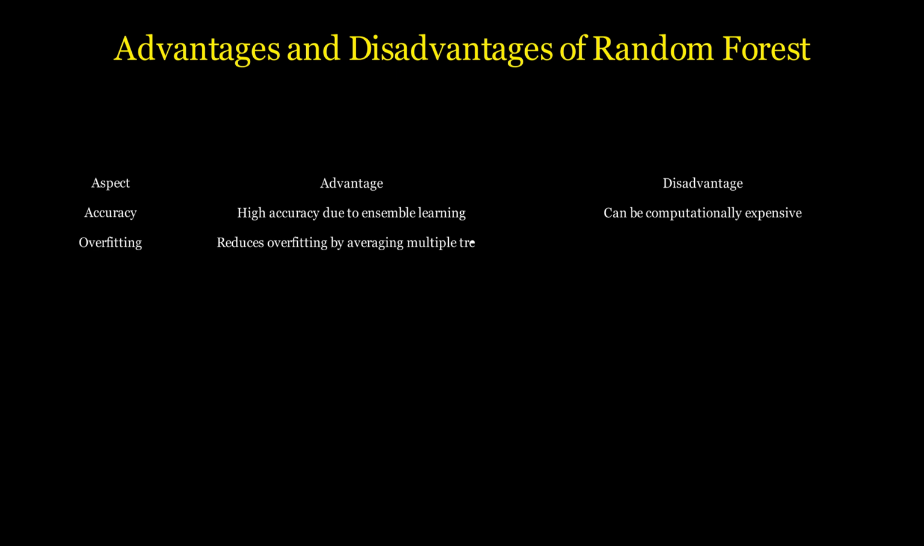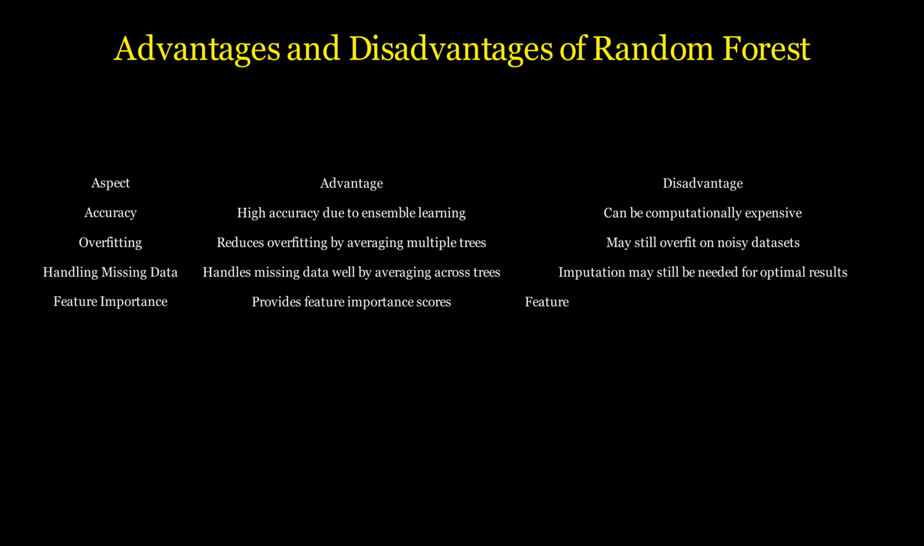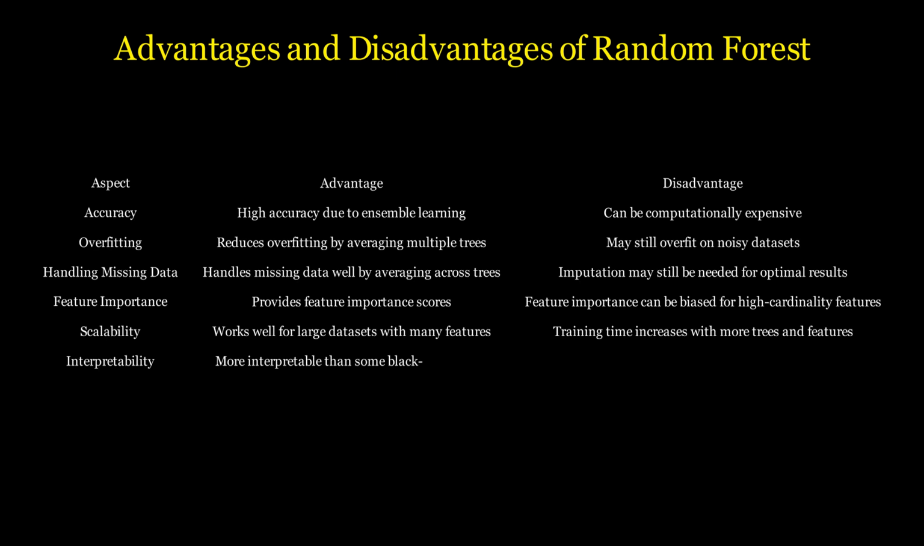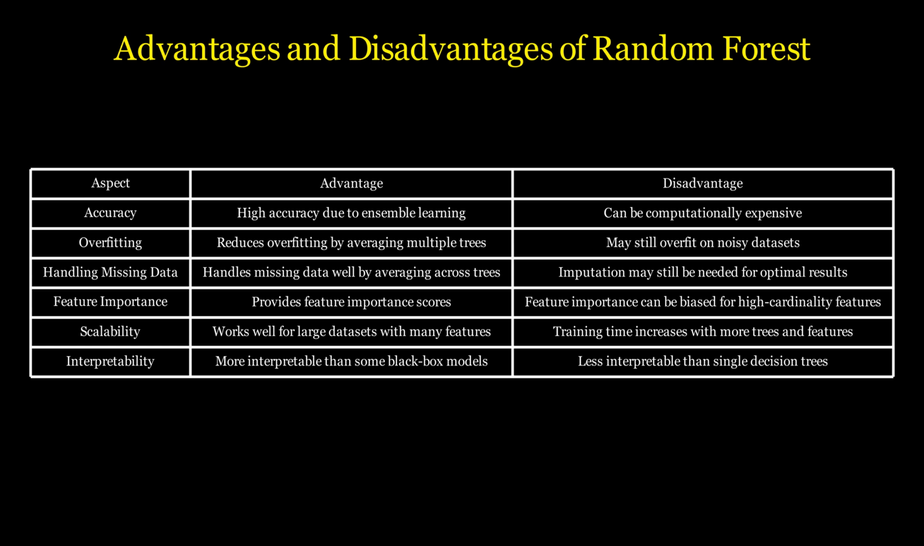Let's explore the advantages and disadvantages of the random forest algorithm. Here is a table summarizing the advantages and disadvantages of random forest. Random forest achieves high accuracy by combining predictions from multiple decision trees. However, it can be computationally expensive, especially with a large number of trees.